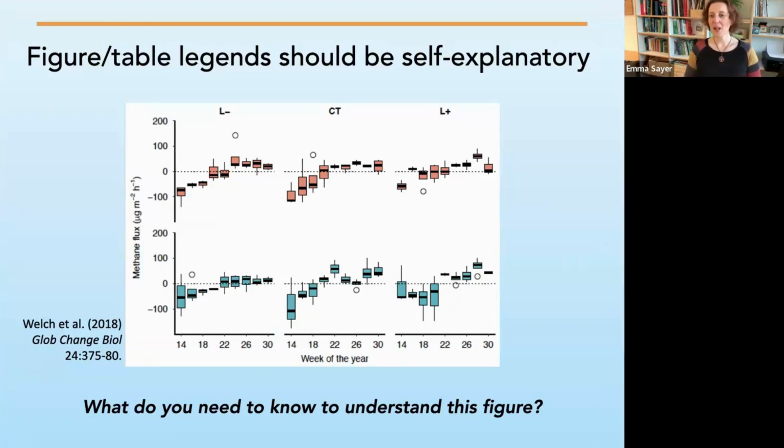Okay, so what is L minus CT and L plus? Yep. What are the colours? Anything else? Are the circles outliers? Yep. Where have we measured methane flux? Absolutely. Yep. So far we have location, colours, symbols, abbreviations. Anything else?